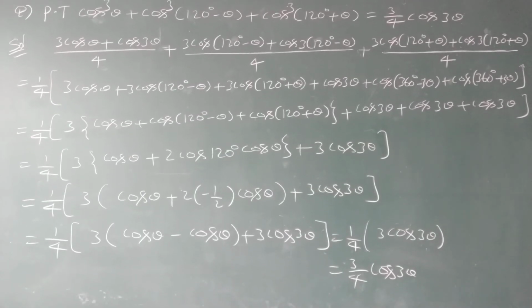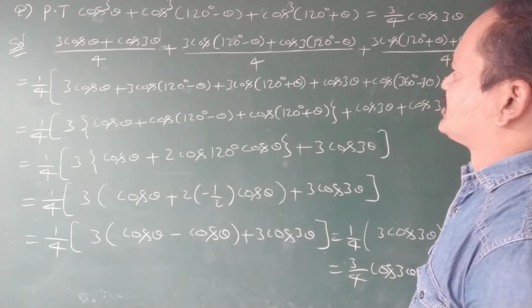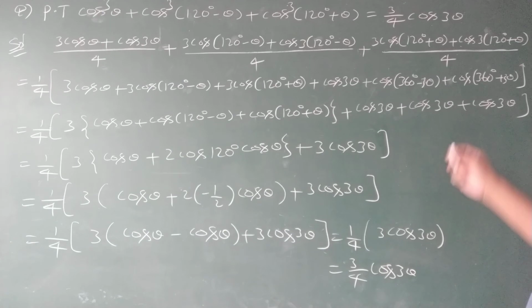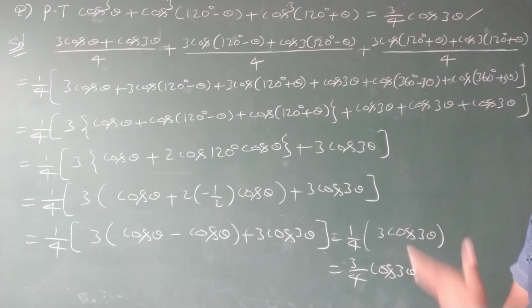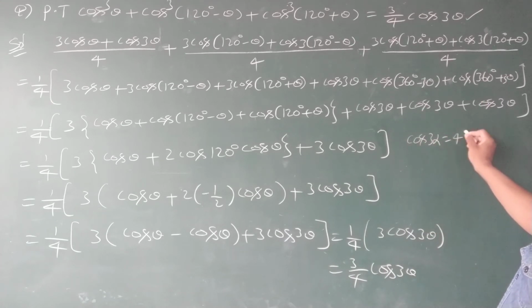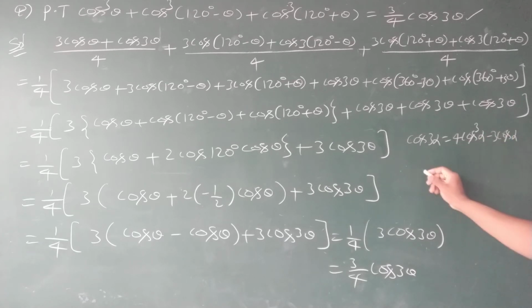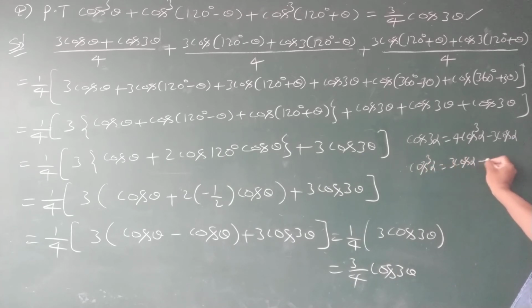Now we are going to one more result in terms of cos, that is prove that cos cube theta plus cos cube (120 minus theta) plus cos cube (120 plus theta) is equal to 3 by 4 cos 3 theta. Now we have to take LHS and we know one formula. What is that formula? That is cos 3 alpha is equal to 4 cos cube alpha minus 3 cos alpha. From this, cos cube alpha is equal to (3 cos alpha plus cos 3 alpha) by 4.